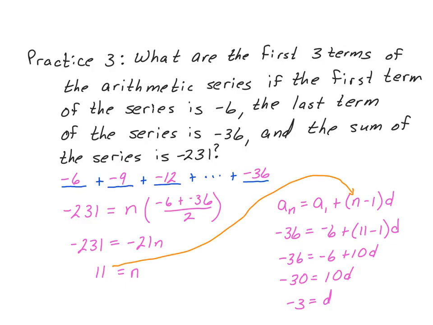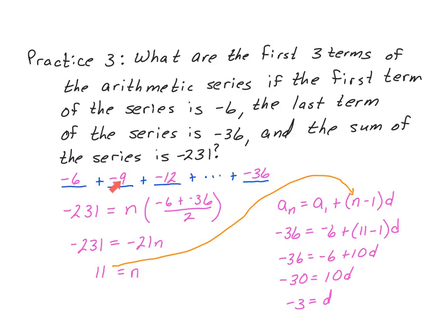Okay, welcome back. So just like we did before, we took the sum, negative 231, set that equal to the information that we knew, the first and last terms, divided by 2, but we found out what n is, which is 11, and we substitute that into this formula over here because our ultimate goal was to find out what the difference between the terms is, d, and plugging everything into our formula, we ended up with d is negative 3.